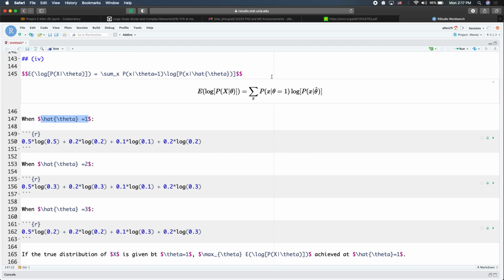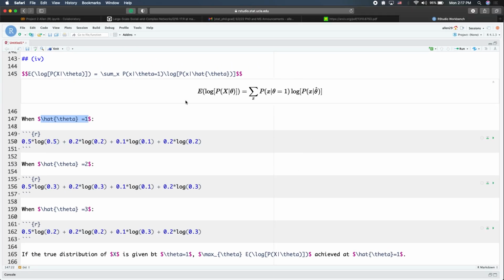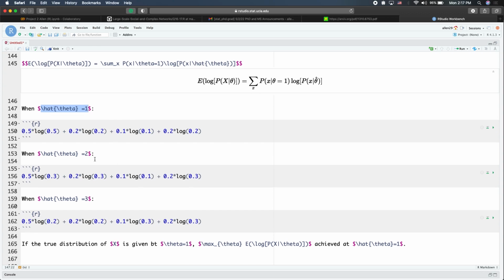So basically just plug in the numbers in this formula, which is what the question is asking us to verify, and check whether when theta equal to 1, you reach the maximum for that. Any question or comments? Yeah, for this part, just mainly plug in the numbers.